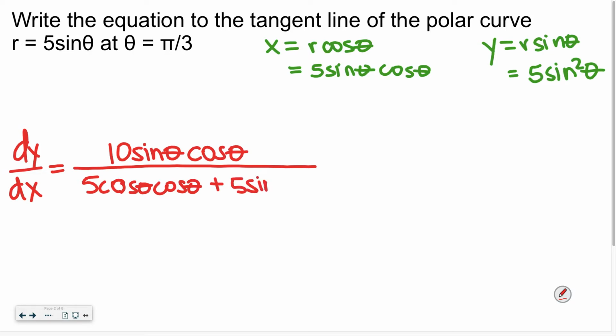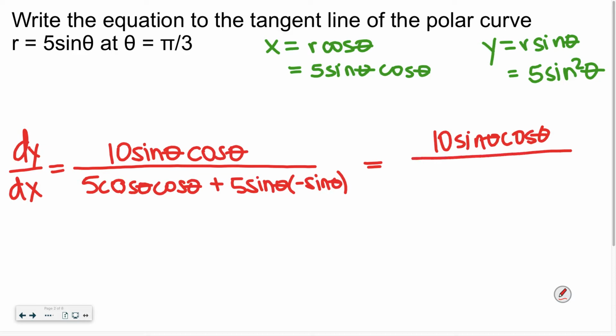5 sine theta times negative sine theta, which is minus 5 sine. So we have 10 sine theta, I want to make sure I show all my work, over 5 cosine squared theta minus 5 sine squared theta. So that is our dy/dx.